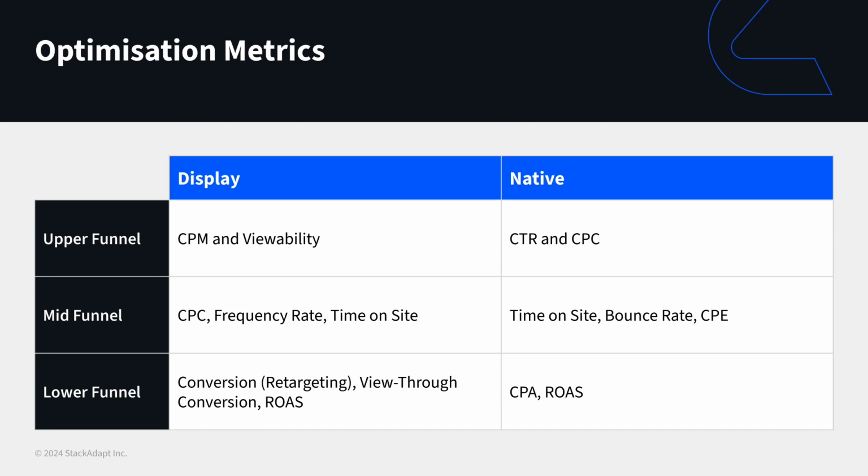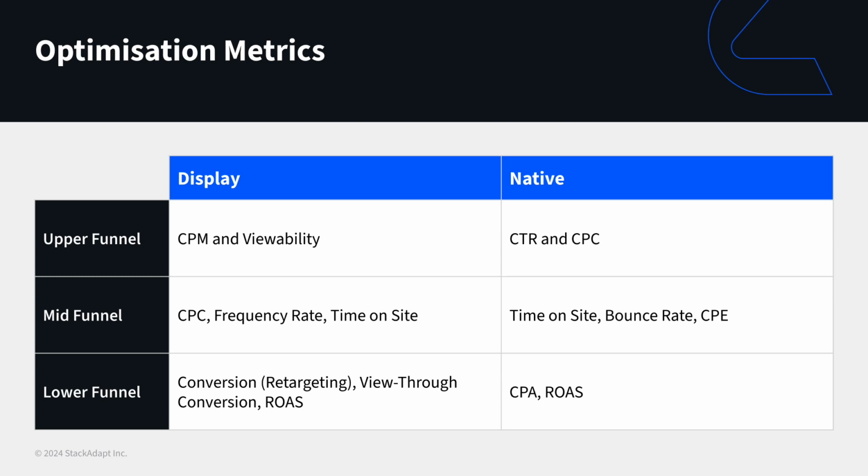And then if we're using native ads, while they can support awareness, they're often selected for their strong engagement metrics such as CPC or cost per click. However, it's important to strike a balance. So we want to reach a wide audience, but we also want to engage them effectively. So consider a blend of viewability and engagement metrics for native ads in the upper funnel.